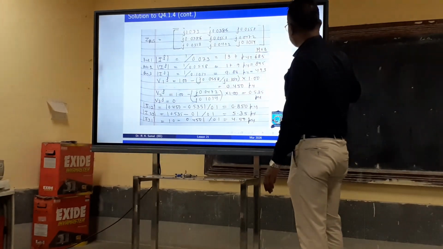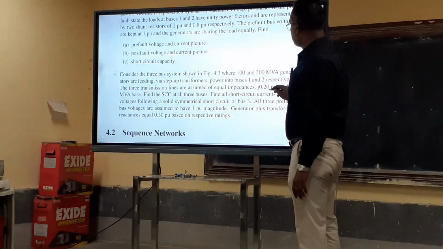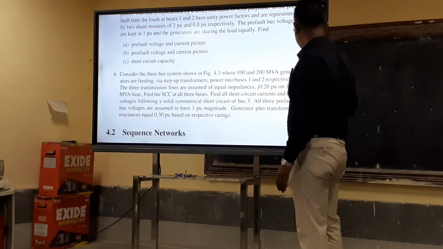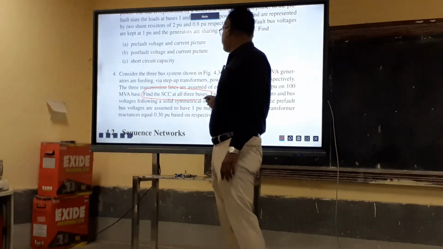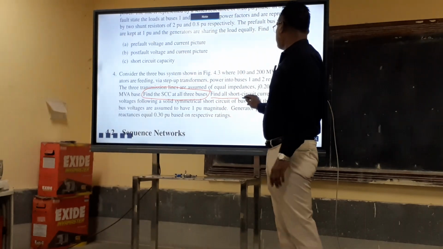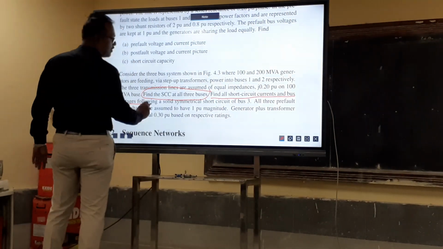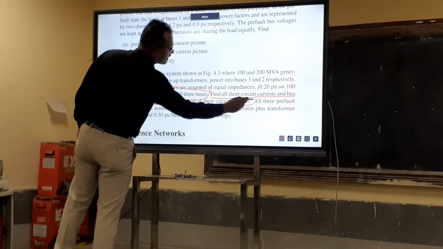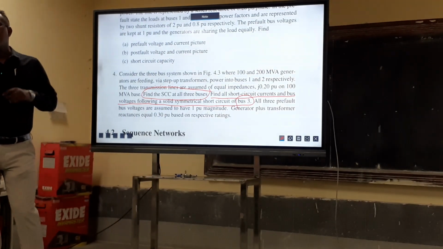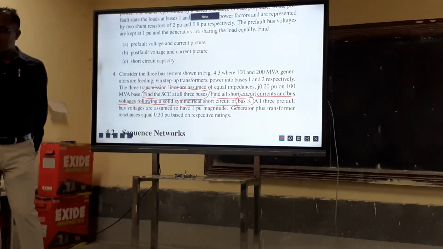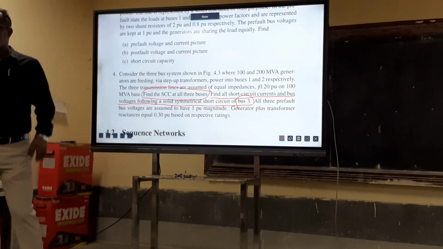Then what is the next question? The next question says, this one we have answered: short circuit capacity of all the buses. Find all the short circuit currents and bus voltages for a solid symmetrical short circuit on bus 3. So there will be a fault on bus 3, but we want to know the current at different buses. So how to do that? We have to use the same equation that we wrote from the very first principles.